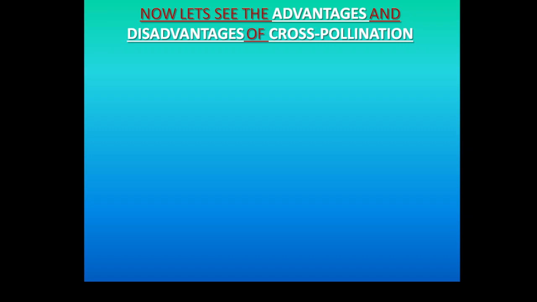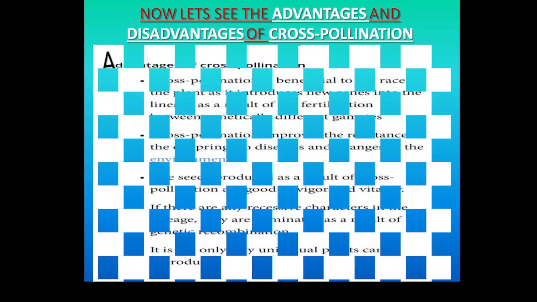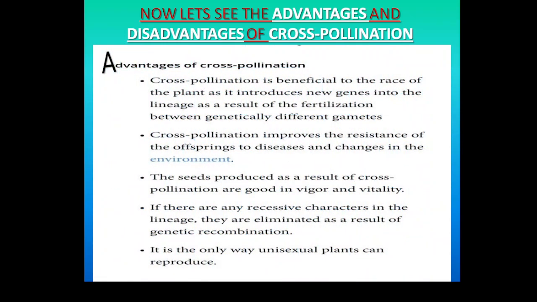Now, advantages and disadvantages. Advantages: cross pollination is beneficial to the race of plants, so new genes will be produced. Second, you can improve the offspring. Third, higher quality and different varieties of seeds will be produced, and it is the only way in which unisexual flowers can reproduce. Seen it? Okay, done.